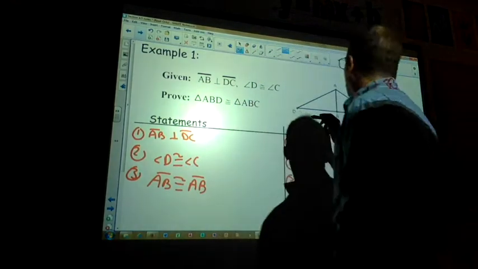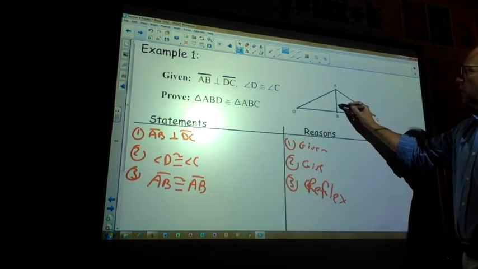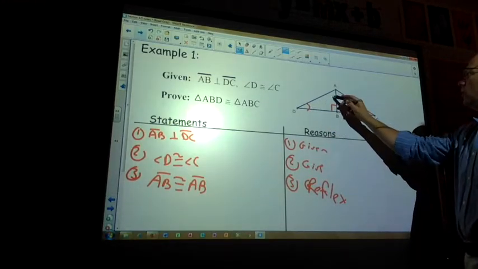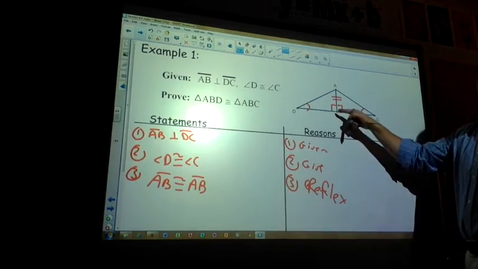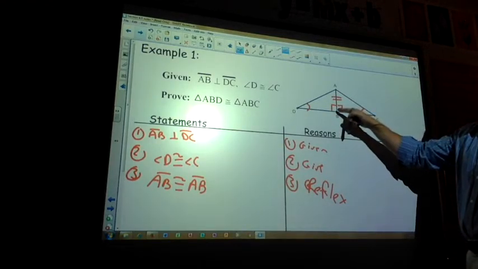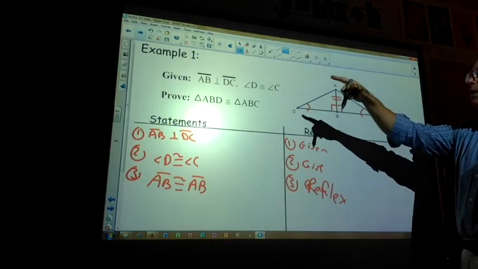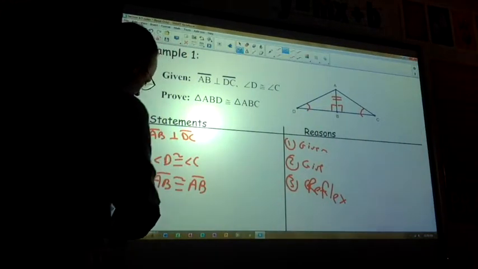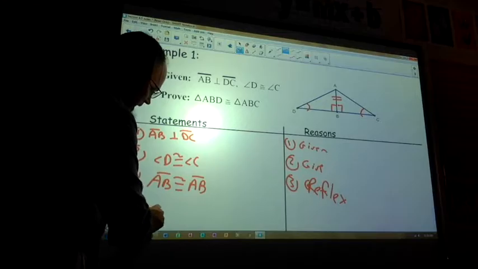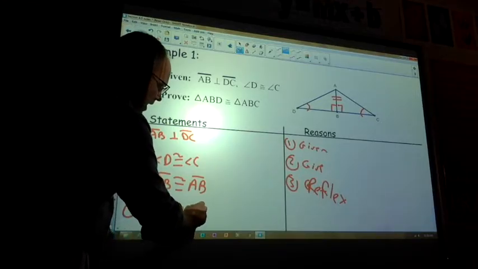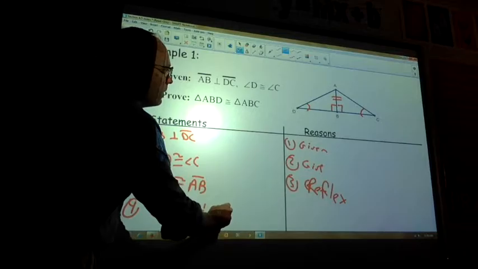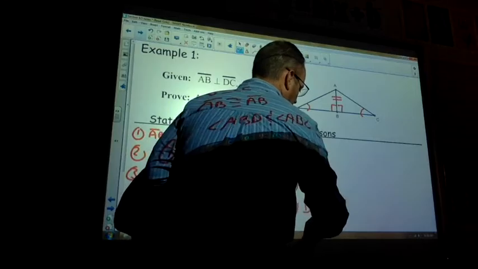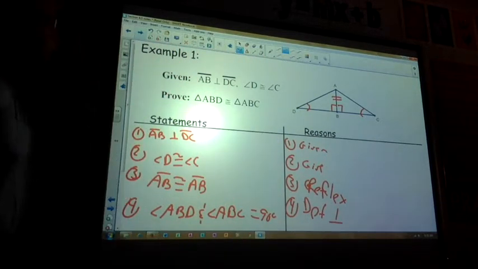All right, so what do we know? We can label that angle D. I know that AB is perpendicular to DC, but I have to put it and then label what I know about it. I have to know that angle ABD and angle ABC are equal to 90 degrees. And that's the definition of perpendicular.